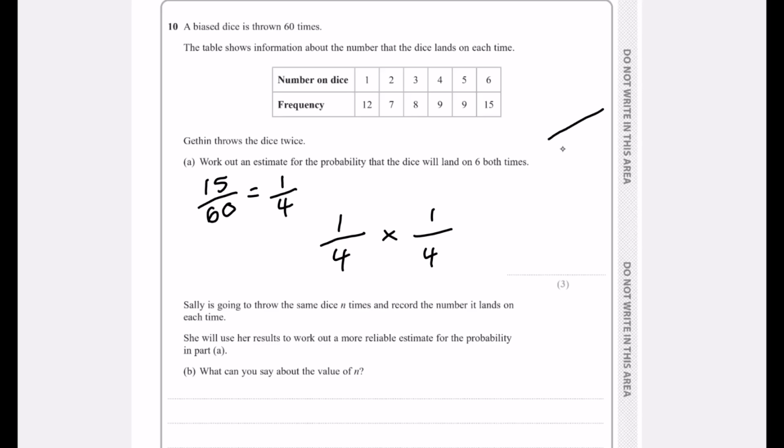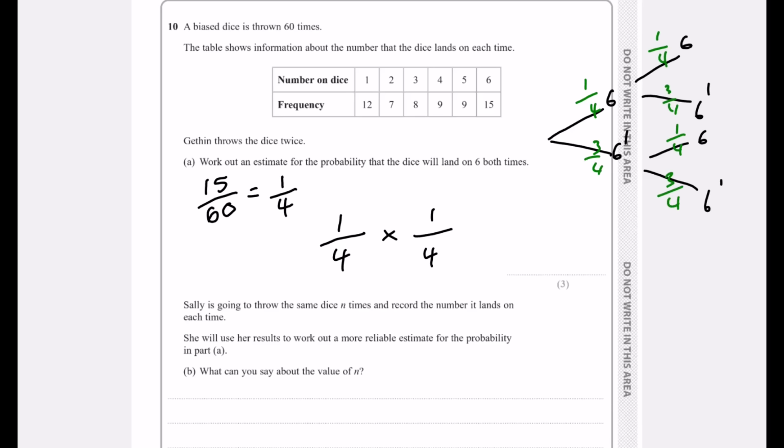It's a bit like the probability tree, where it's like 6 and not 6, 6 and not 6, 6 and not 6. So it's 1/4 and 1/4 again, and then these would be 3/4. So the chance of getting two 6s is 1/4 times 1/4. When you go across the branches, you times 1/4 times 1/4, the top times the bottom, 1/16.